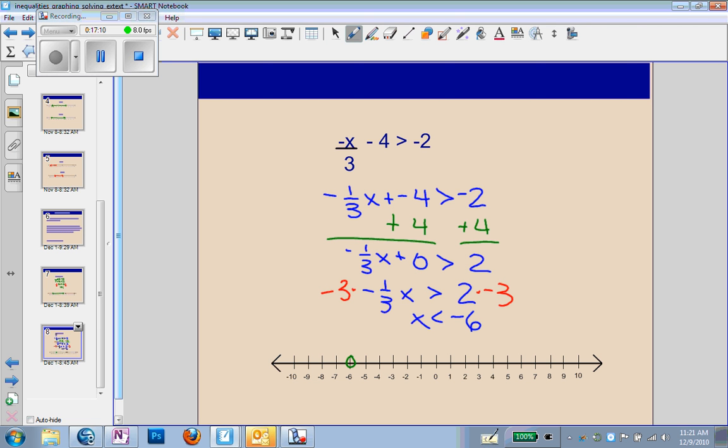So you know how to open or close the circle? To go in the positive or negative direction? Negative. And we can also check these just like equations by plugging the -6 in for x.